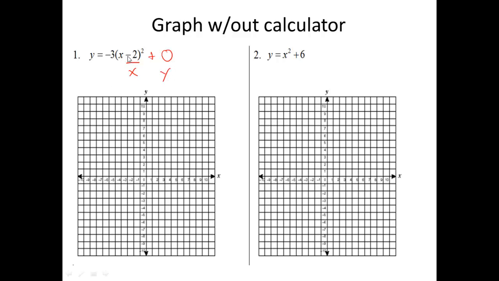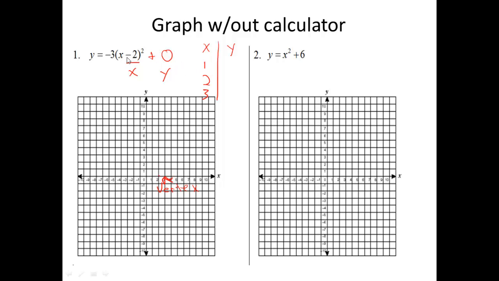So remember, when it's on the inside of the parenthesis, we move the opposite. And so we are going to start here at (2, 0). This is going to be our vertex. And from there, we can create our table. In our x and y values, we start with 2, and then we go 1 above and 1 below, so 1 and 3.